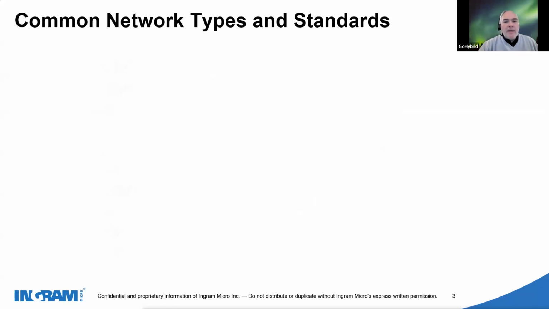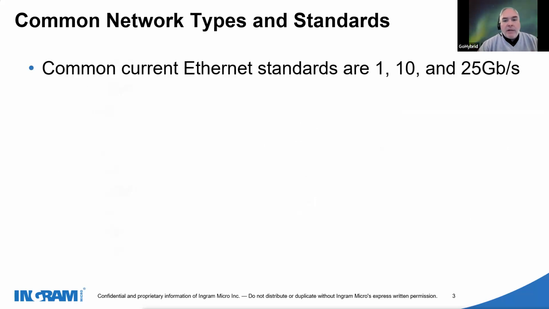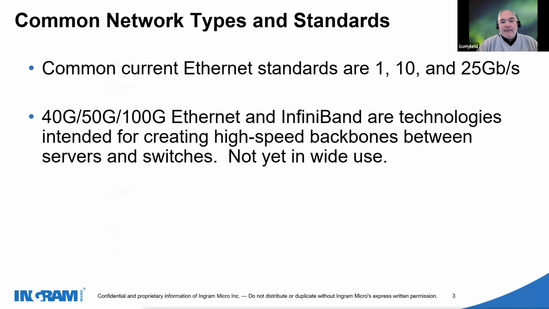So in reference to common network types and standards, the current common Ethernet standards are 1 gig, 10 gig, and 25 gigabit per second. 40 gig, 50 gig, and 100 gig Ethernet and InfiniBand technologies are intended for creating high-speed network backbones between servers and switches, and you don't see those in much use on the client side, on the desktops and notebooks yet. And they're not in extremely wide use at this point.